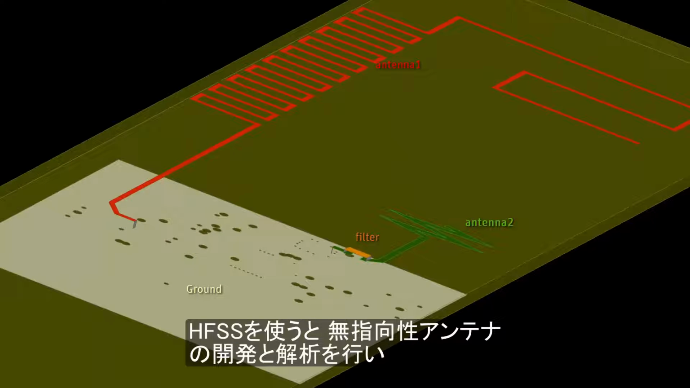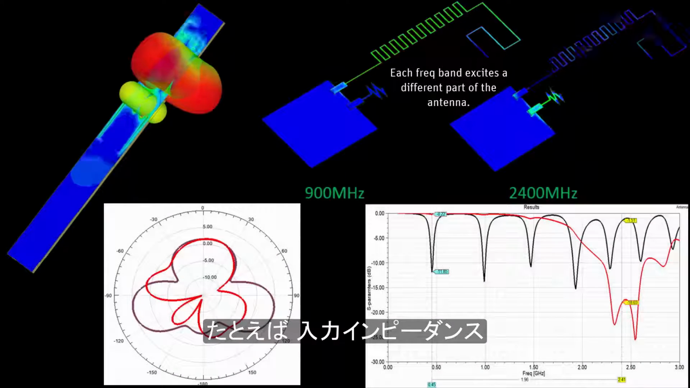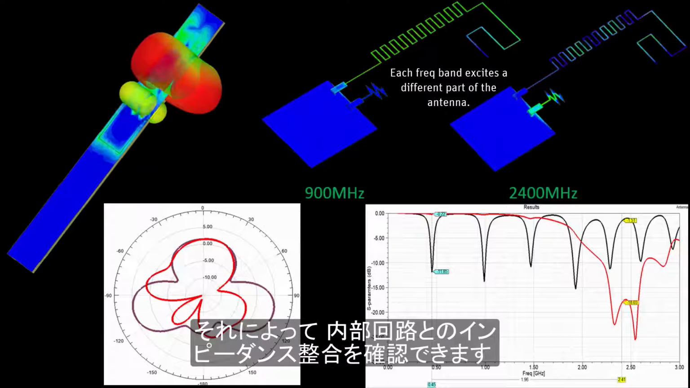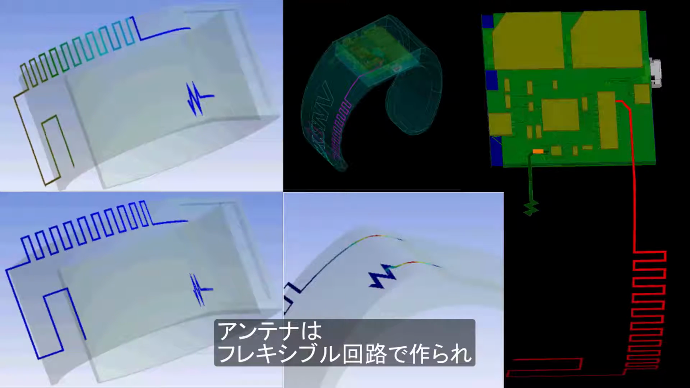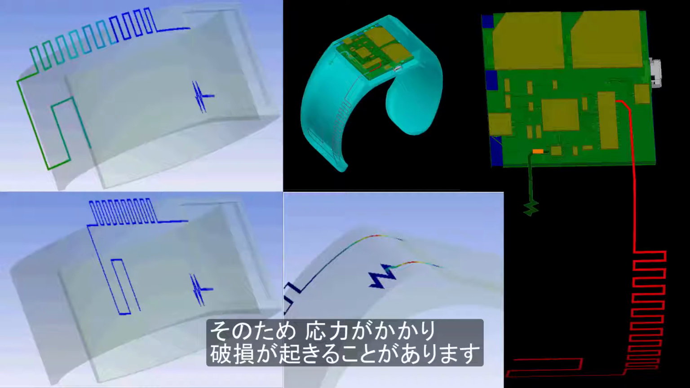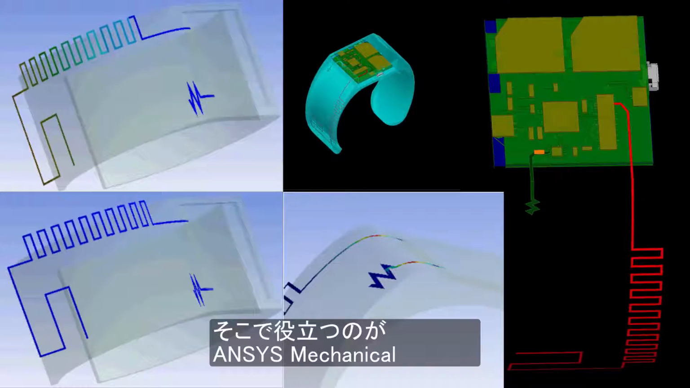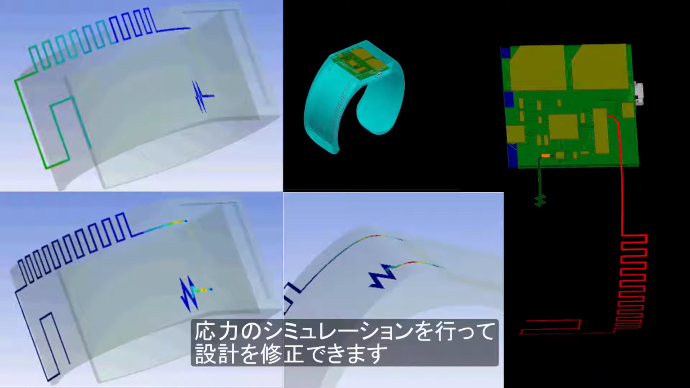Omnidirectional antennas can be created and solved using HFSS to predict their behavior in their operating environment. Solving the antenna in HFSS generates input impedance that will tell how well your antenna is matched to internal circuits. You can also view radiation patterns in both the near and far field. The antenna is fabricated using a flex circuit and needs to be wrapped around the curved wristband. This introduces stress, causing potential design failure. With ANSYS Mechanical, you can simulate the stress and adjust it to avoid failures.